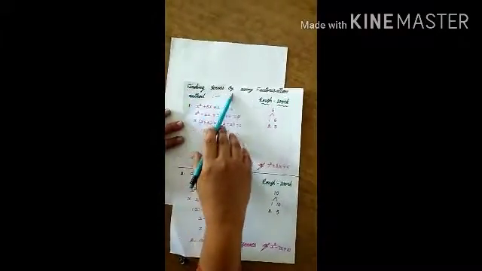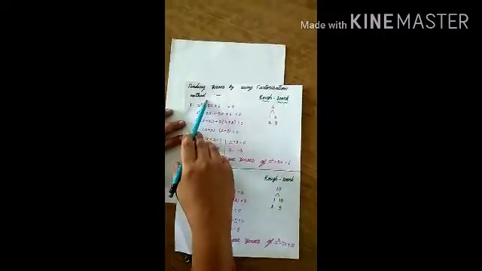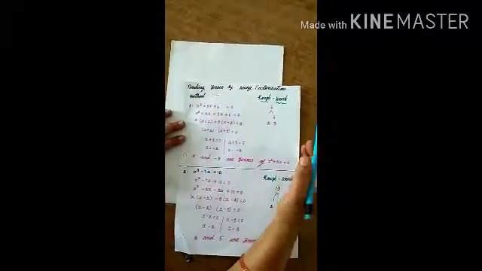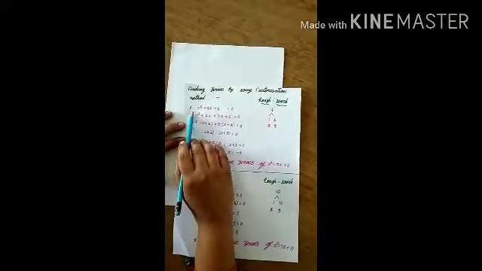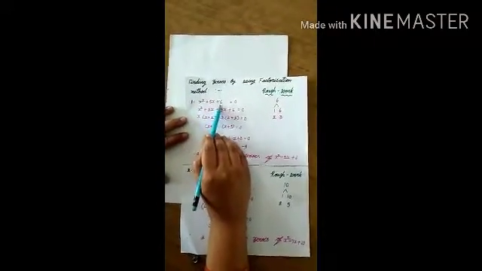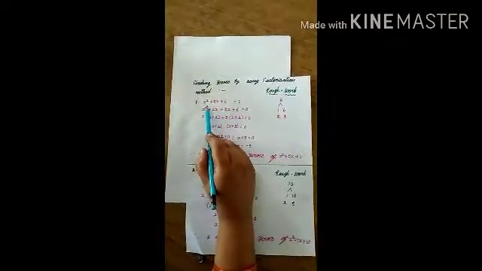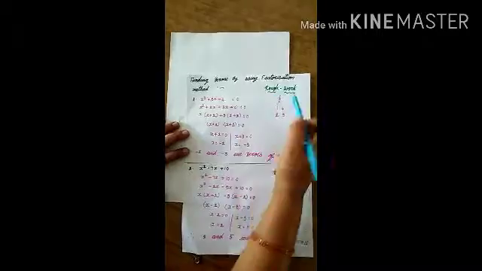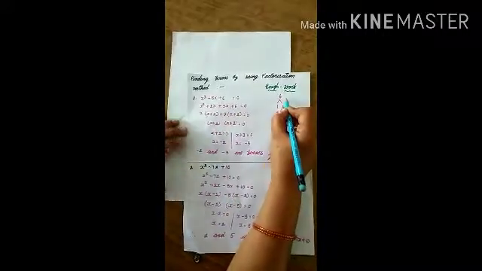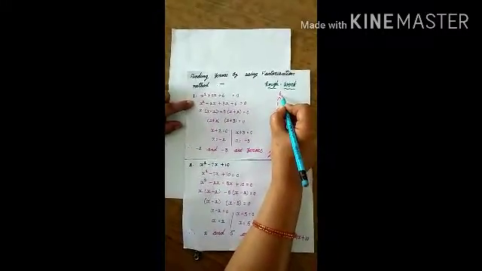Finding zeros by using the factorization method. We already learned this in 9th class, but again I am explaining. First I took x square plus 5x plus 6. Find the zeros of x square plus 5x plus 6 equals 0. Here, 6. Find the factors of 6.